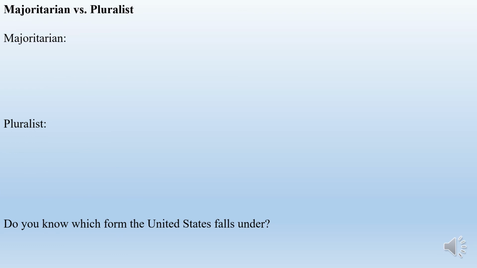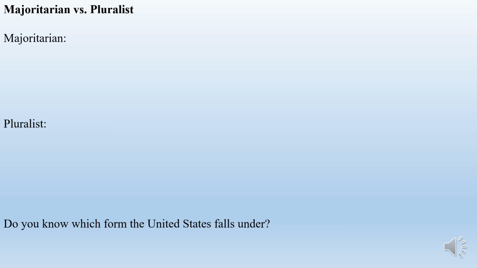Another interesting viewpoint is the viewpoint of a majoritarian versus pluralist. If you live in a majoritarian country, this is a government by the majority. So as I said in that previous slide, 50% of the population plus 1, the majority of the people who vote, it's their way. On the other hand, we have what's called a pluralist society, and this is where government decides things through competing interests.